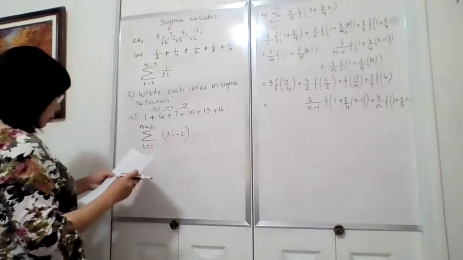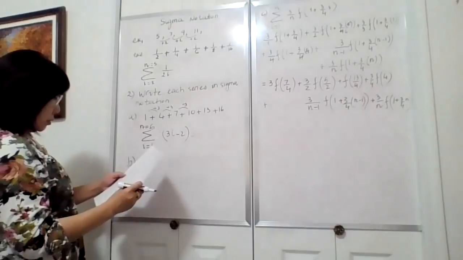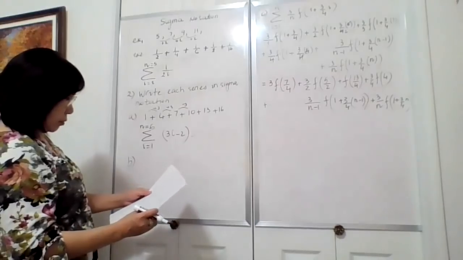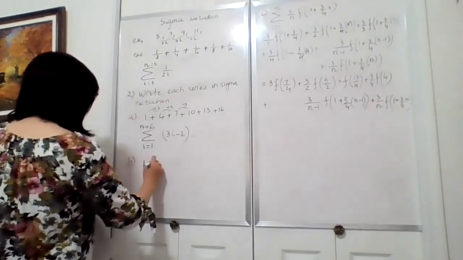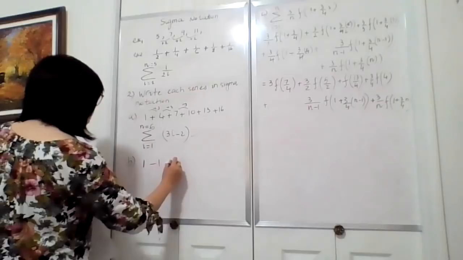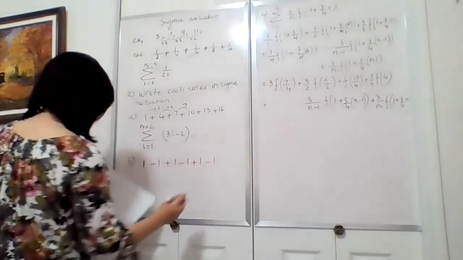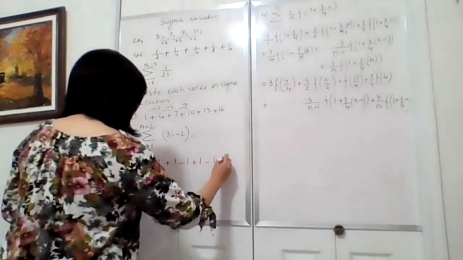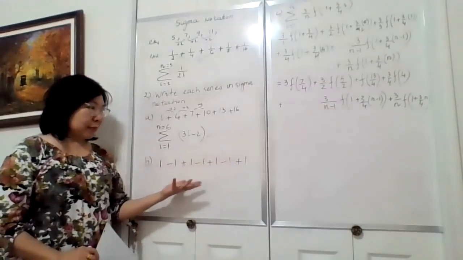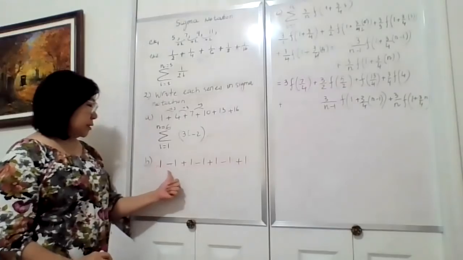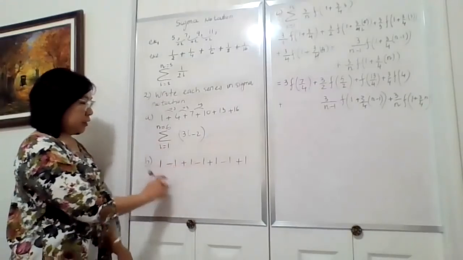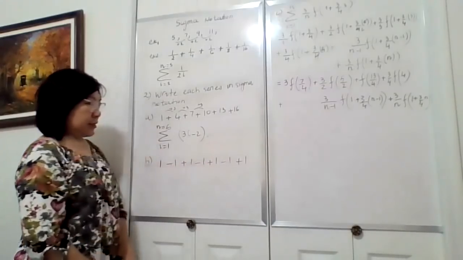Okay, so now I'm going to give you another example. Let's say you have something weird like this: 1 minus 1 plus 1 minus 1 plus 1 minus 1 and plus 1. A bunch of number 1s adding together, but they have different signs, right? The positive, negative, positive, negative alternate. How are we going to write the sigma notation for this series?